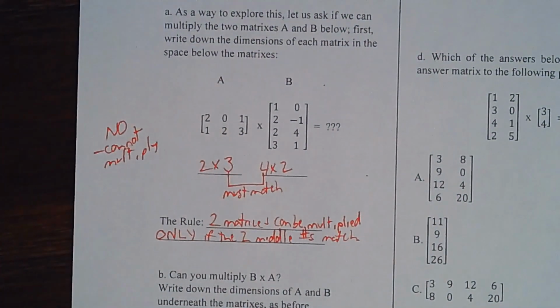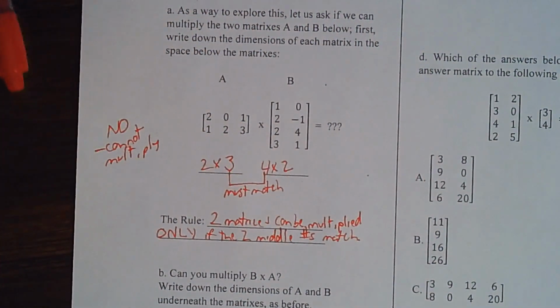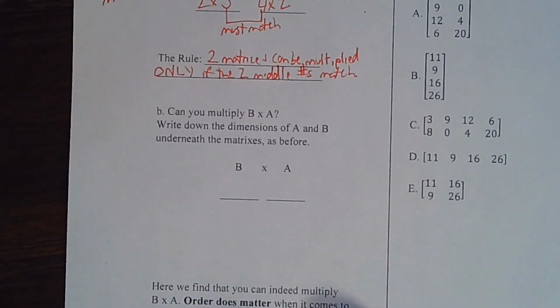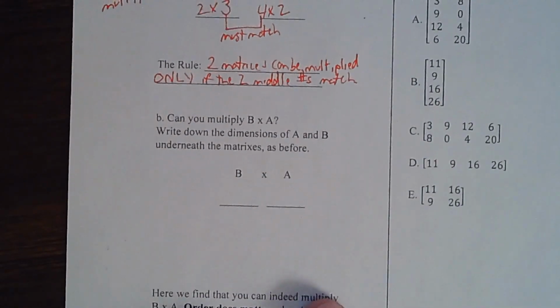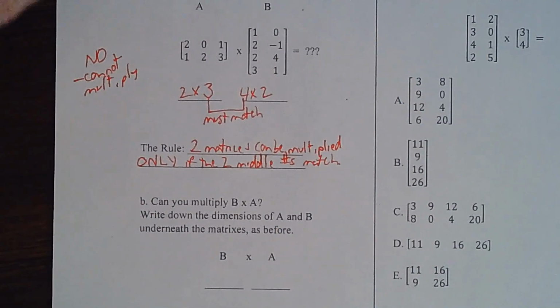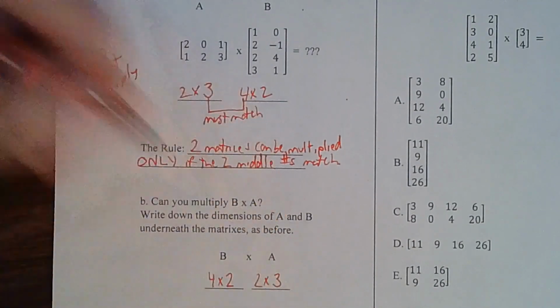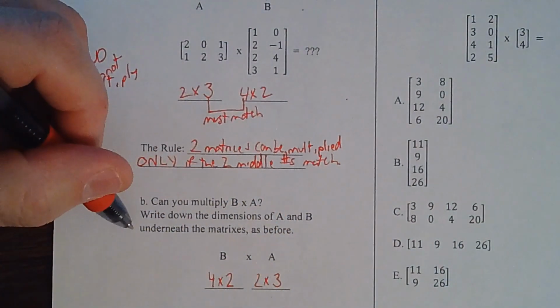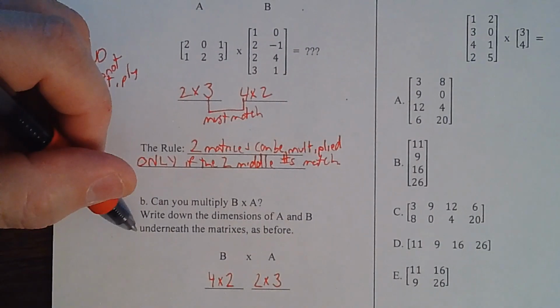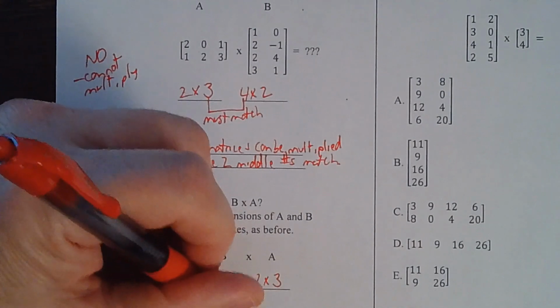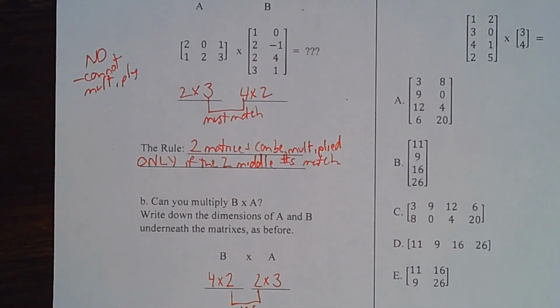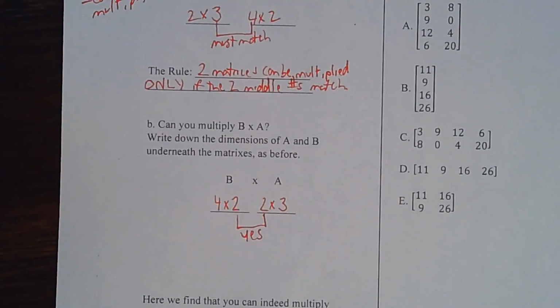So we can see that A times B cannot be multiplied. Let's slide down to part B here and ask, well, if A times B doesn't work, can you do B times A? Well, using those same matrices that we had up there, we know that B is a 4 by 2, and A is a 2 by 3. Again, the first thing you always do is write the dimensions of A and B or whatever matrices you're working with underneath them. And now the middle numbers match. So yes, we can multiply B times A.